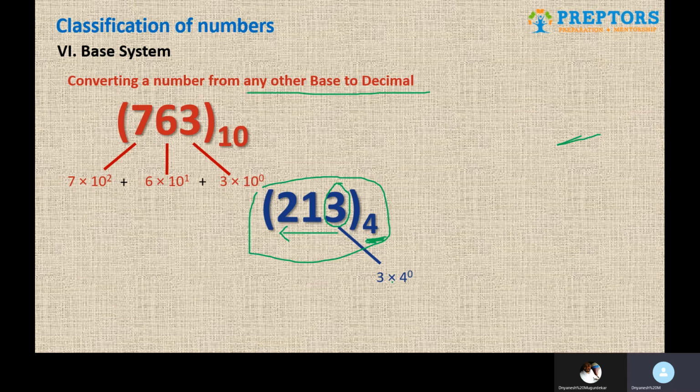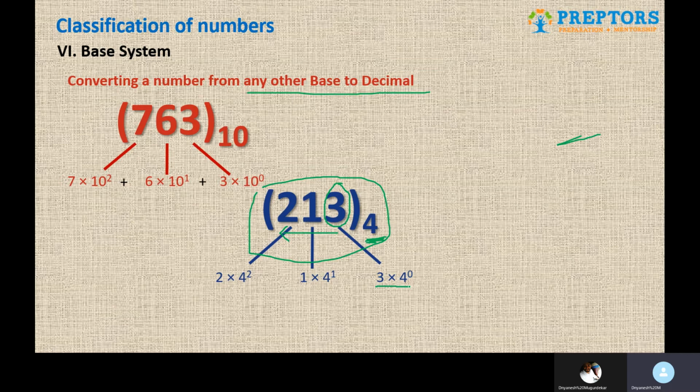So you can see the first term is 3 into 4 raised to 0. Always start with the 0th power. Then the next digit is 1 into 4 raised to 1 and the last digit is 2 into 4 raised to 2. Now what else that we can switch here is the digits will be different and the base might be different. Suppose it is of base 5, you are going to multiply with 5's powers. If the base is 8, you are going to multiply with 8's powers. That's the only change that you need to realize.